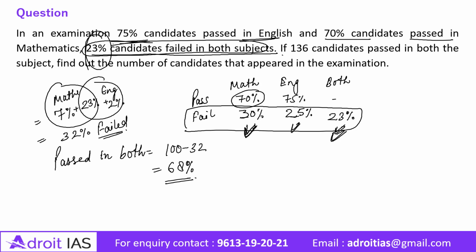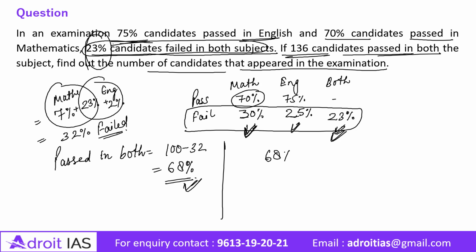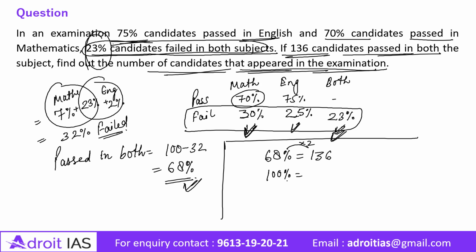Now the question says, if 136 candidates passed in both the subjects, find out the number of candidates that appeared in the examination. According to us, 68% passed in both the subjects, and the question is saying 136 candidates passed both the subjects. So 68% of the entire class is equal to 136. Then we need to find 100% of the entire class, because the question is asking how many candidates appeared in the examination. This is twice of this, so it must be twice of 136, so this is 200. So 200 students appeared for the examination.